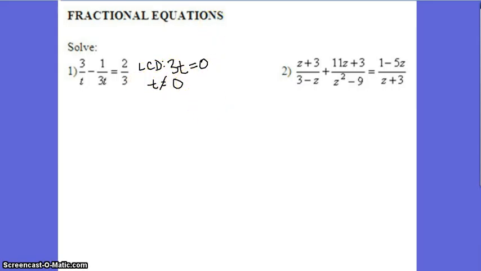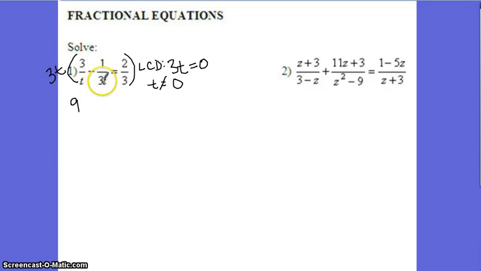If you remember from earlier in the unit, we talked about domain dealing with the denominators. This is where it's going to start to play in. Once you find your LCD and the numbers that are not included in your domain, you're going to multiply through by your LCD, just like we did for the problems that only involved numbers. Divide first. 3t divided by t is 3, times 3 is 9.